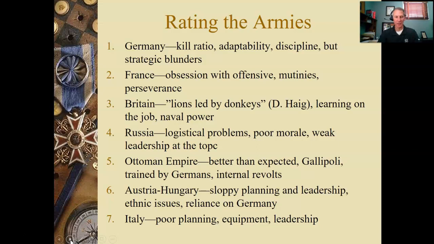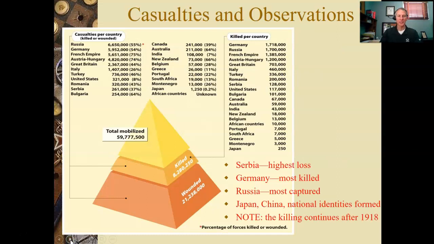Austria-Hungary and Italy were far down at the bottom. Austria-Hungary's army was just beset by sloppy planning and leadership, all the ethnic issues and the difficulties of communicating among the different groups, and its constant reliance on Germany. Austria-Hungary won almost no battles by itself. It always had to rely on Germany. Italy couldn't defeat Austria-Hungary itself and suffered from a lot of issues: poor planning, poor equipment, and poor leadership throughout the conflict.